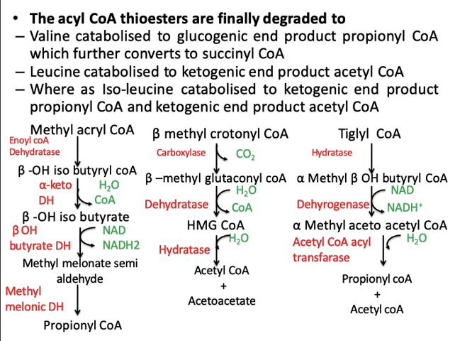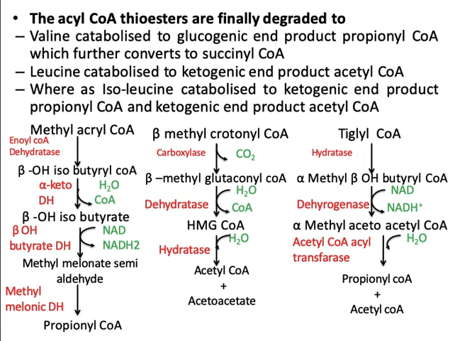This beta-methyl-glutaconyl-CoA converts to HMG-CoA with the help of an enzyme dehydratase by adding a molecule of water, and CoA is released to form HMG-CoA. This HMG-CoA converts to the ketogenic end product by adding a molecule of water with the help of an enzyme hydratase to form acetyl-CoA. This acetyl-CoA finally converts to the ketone body acetoacetate.